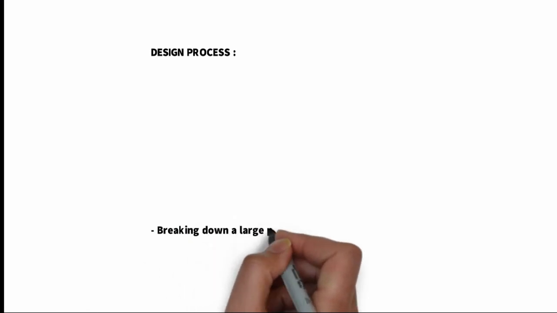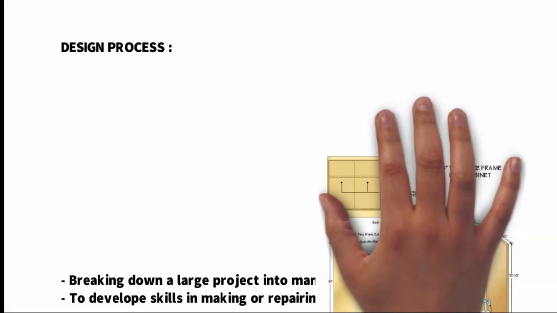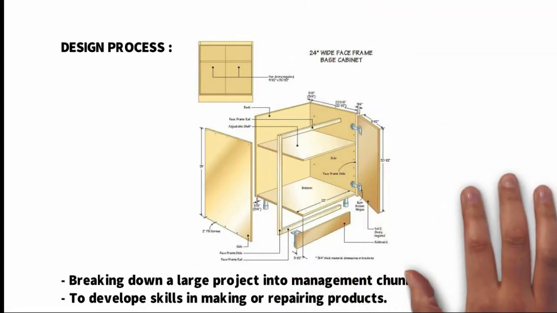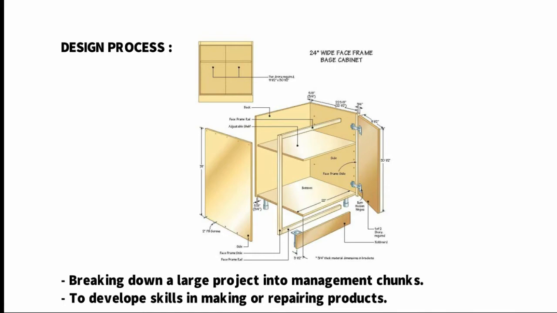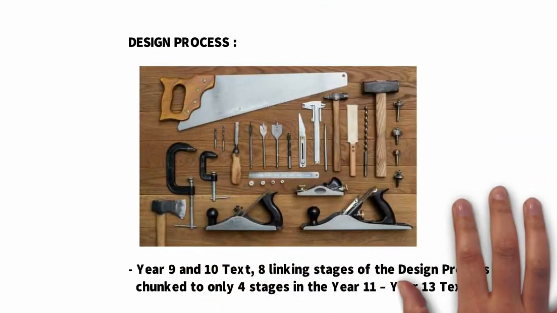Design process, it is an approach for breaking down a large project into management chunks. It is also a developed skill in making or repairing product. In the year 9 and year 10 text, there are 8 linking stages of designing process, which is jumped to only 4 stages in the year 11 to year 13 text.